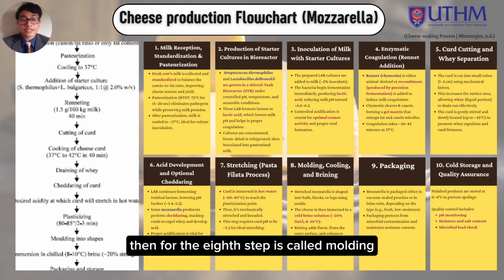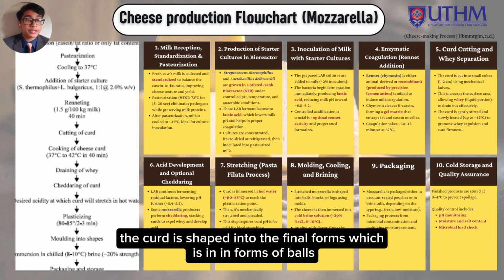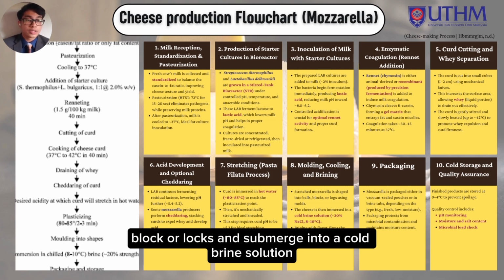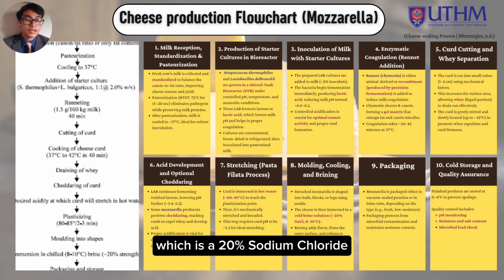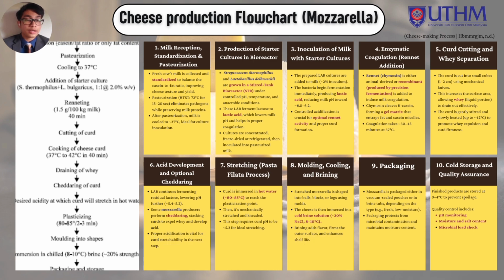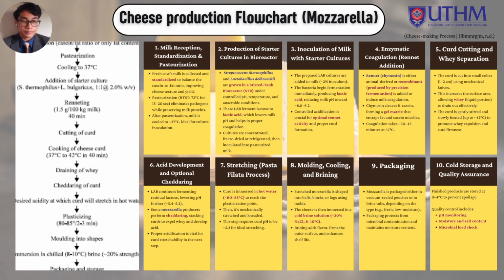Then, the eighth step is called molding, cooling, and brining. In this step, the curd is shaped into the final forms, which are balls, blocks, or logs, and submerged into a cold brine solution, which is 20% sodium chloride at 8 to 10 Celsius. Brining enhances the flavor, surface texture, and shelf life.